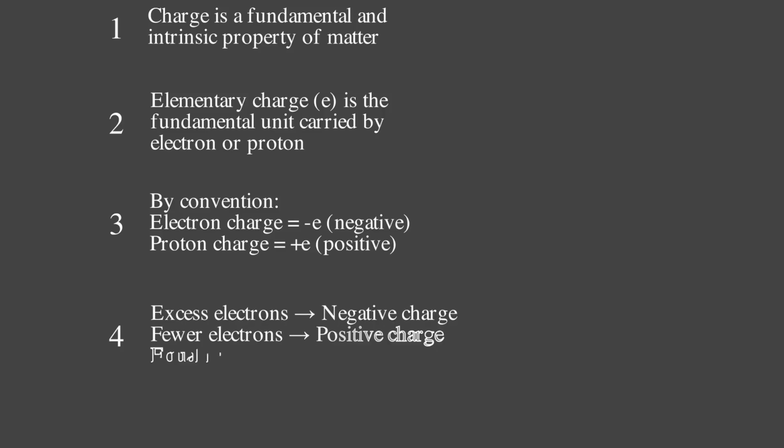Point number 4. The material with excess electrons is said to be negatively charged. The material with lesser number of electrons than protons is said to be positively charged. When both numbers are equal, the material is said to be neutral.